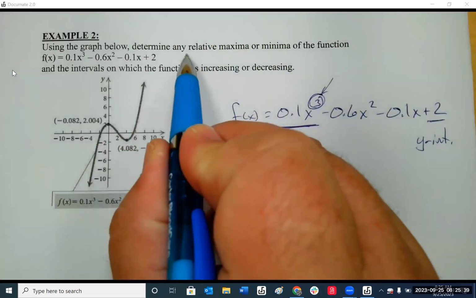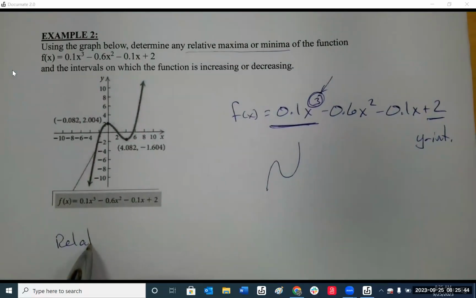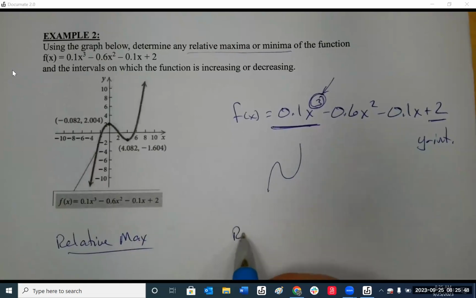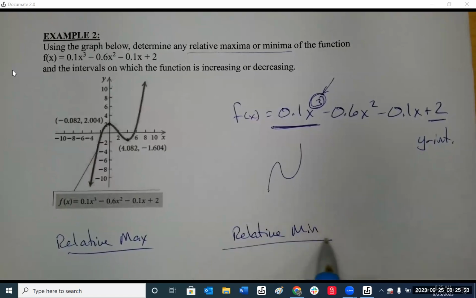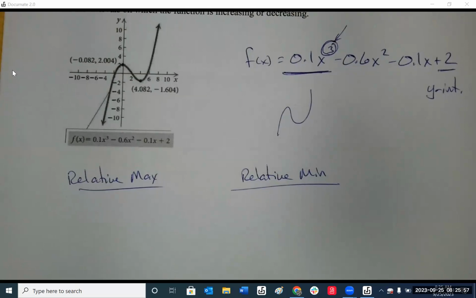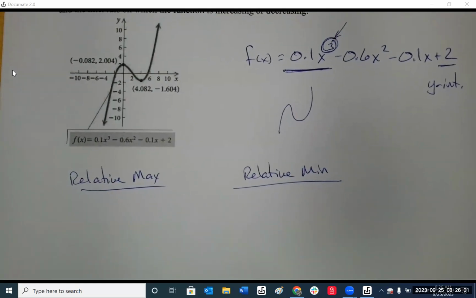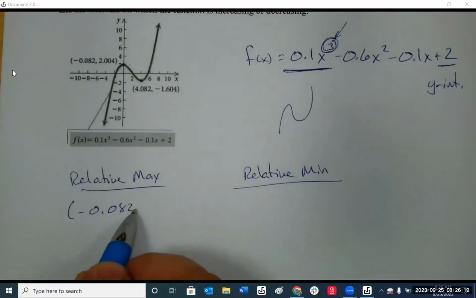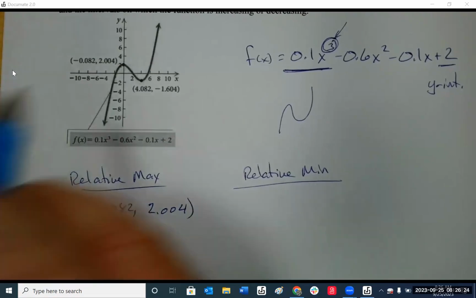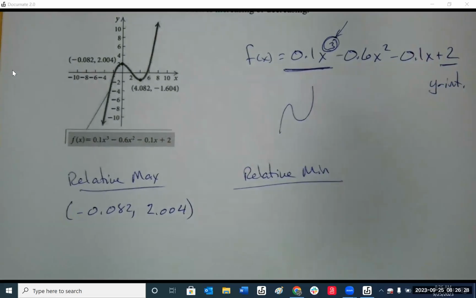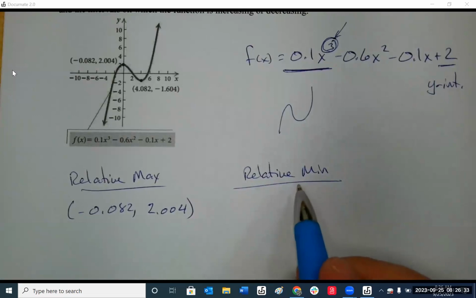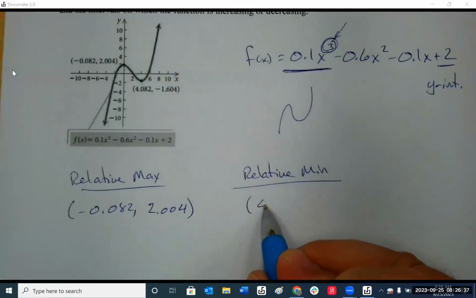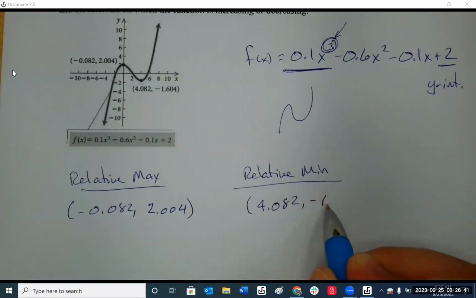But for this one, all I want are the relative maxima and minima. So what are our relative maxima? Where's the relative maxima? Right. At this point, it's at negative 0.082, 2.004. That's our relative maxima because it's the highest point of this area right here. The relative minima is the lowest point. That's at 4.082, negative 1.604.